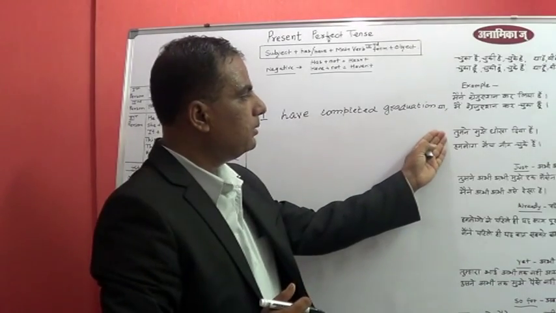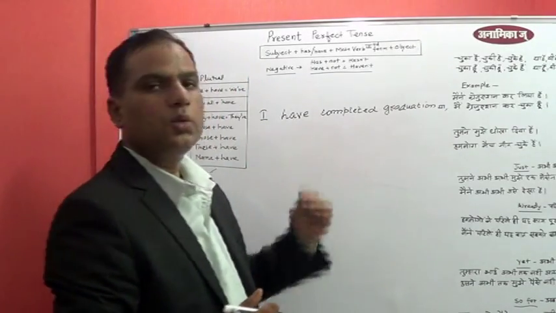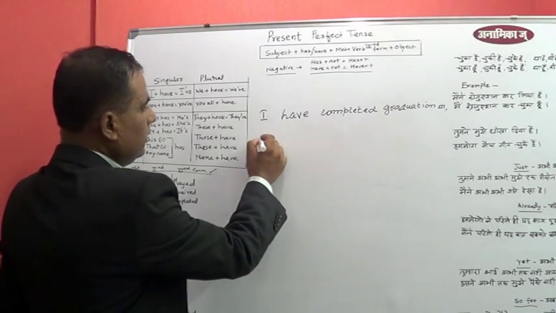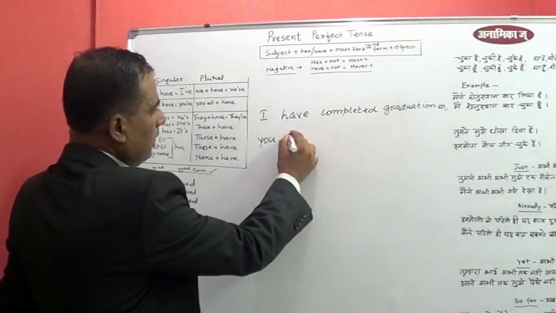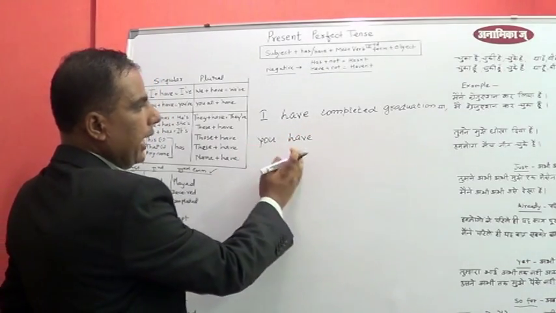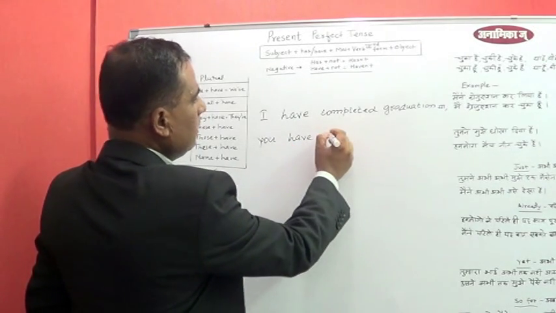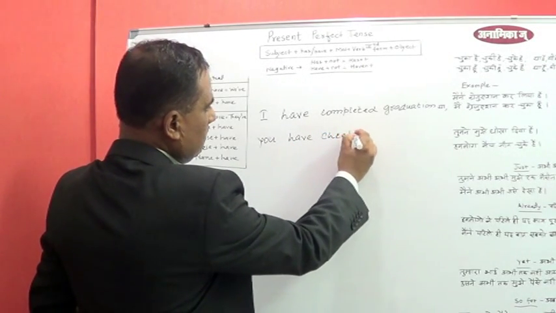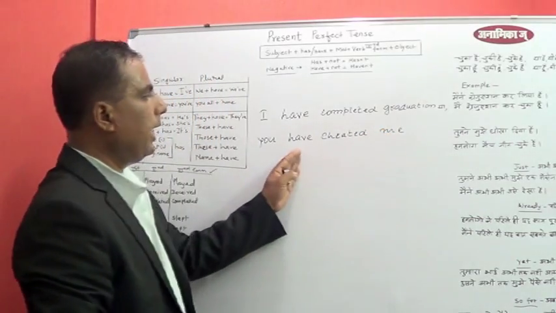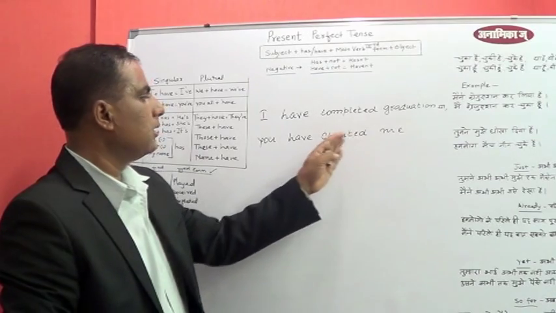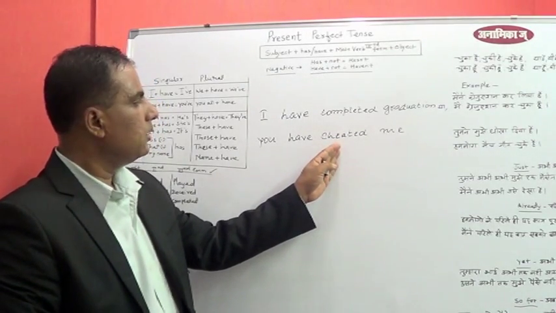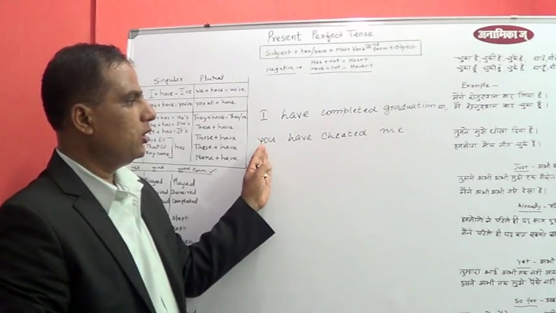Similarly, take another example. तुमने मुझे धोखा दिया है. So तुमने, so it will start with you, have, again always after you have comes, धोखा, cheated, me. You have cheated me. Again, this cheated is the third form of cheat, which is a regular verb. So, तुमने मुझे धोखा दिया है. You have cheated me.